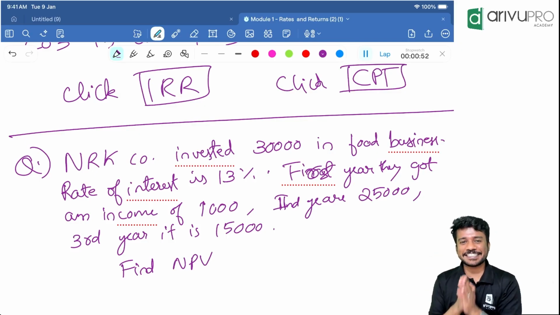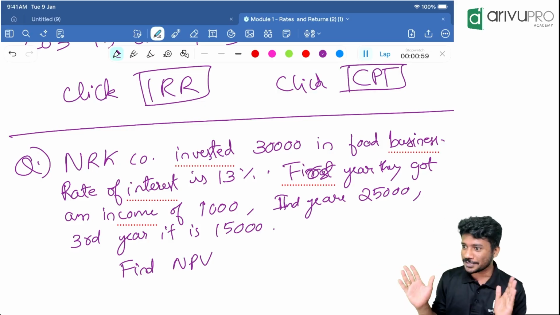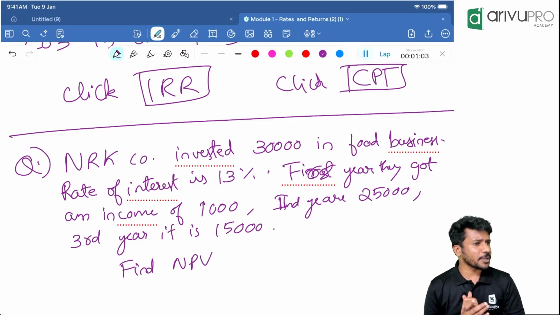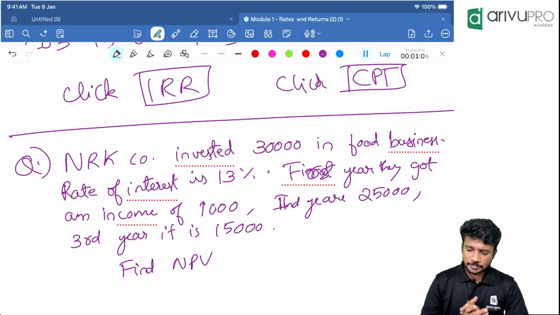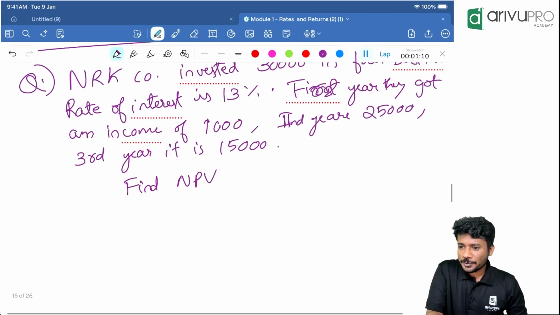So it's very easy. It's all about knowing your calculator. If you know the calculator itself, we can solve a lot of questions. All the questions. Literally all the questions. So cash flow is also involved. That should also be considered. Got it? Perfect. Easy, right?